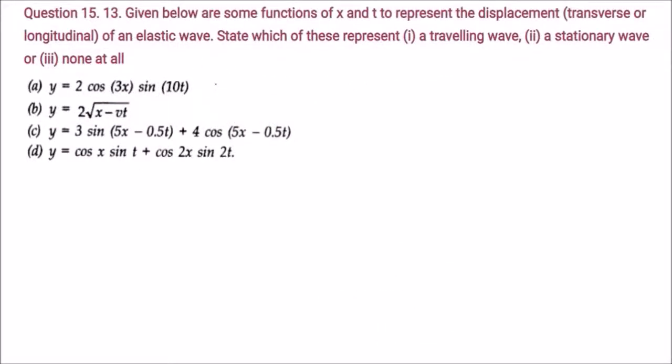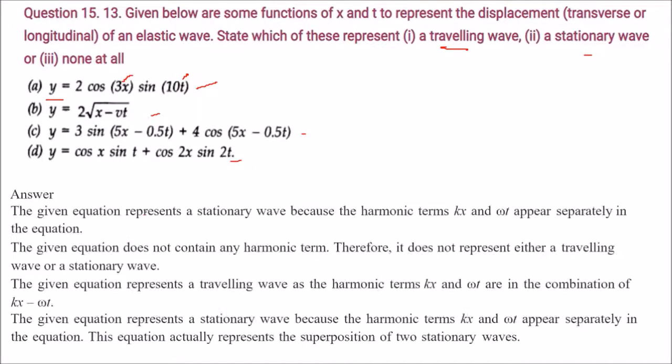Given below are some functions of x and t to represent the displacement. This is the displacement with respect to x and t. Now these are transverse as well as longitudinal. We have to state which of these represent a traveling wave, which represent a stationary wave, or which are neither traveling wave nor stationary wave.